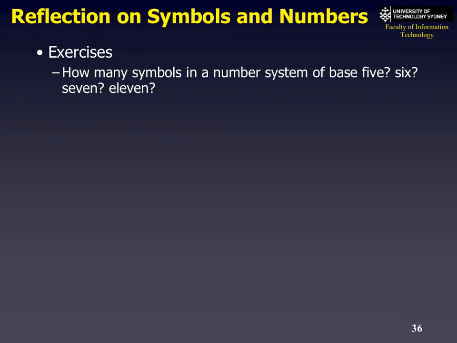So, quick exercise. How many symbols? We've got base 5. Fairly obvious. The answer is 5. How many symbols have we got? 11. Fairly obvious. 11. Trick question.